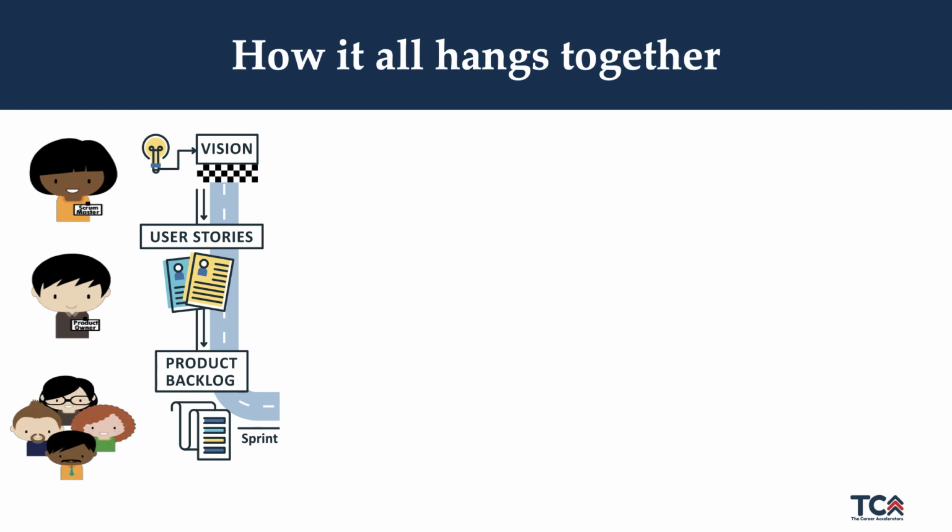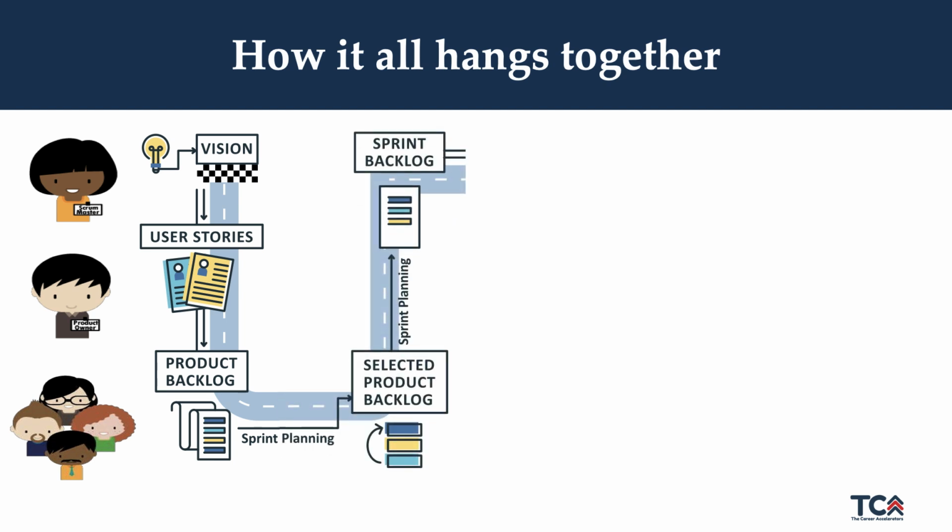So we have our vision. From our vision, we've established our epics and user stories. And then from our epics and user stories, we have created the product backlog. Now what will happen next is we'll go through the sprint planning event. The purpose of the sprint planning event is to establish a sprint goal for the upcoming sprint. That sprint goal will inform the user stories that will be selected in order to deliver that sprint goal.